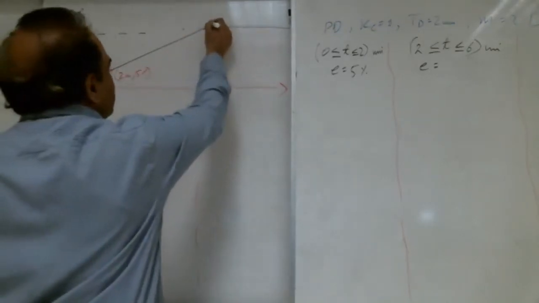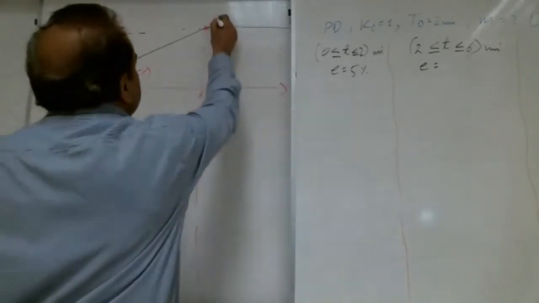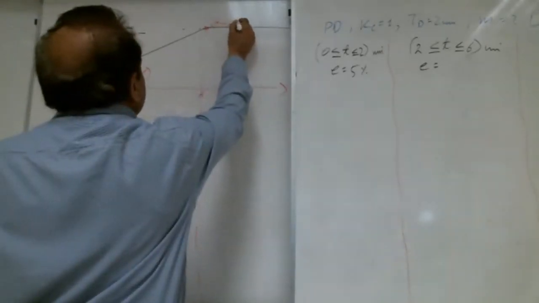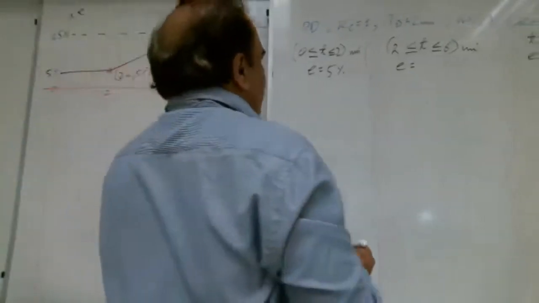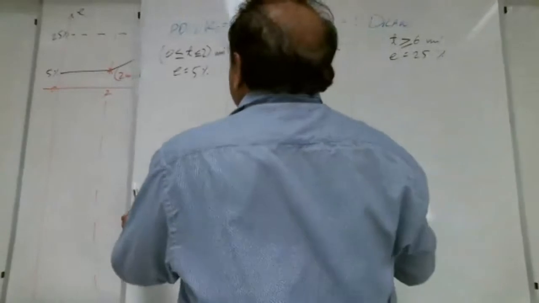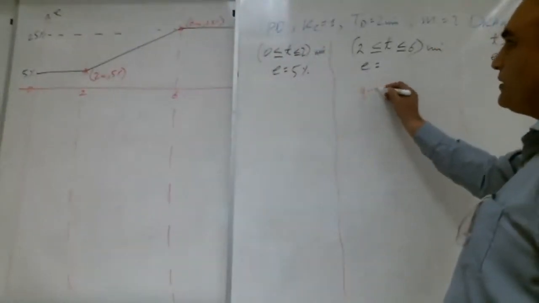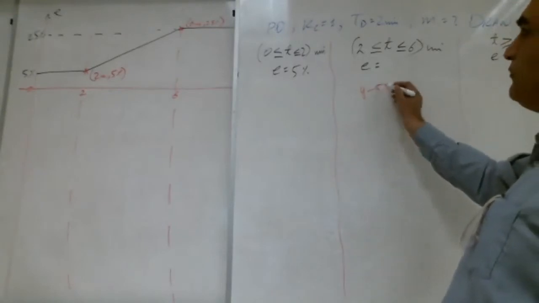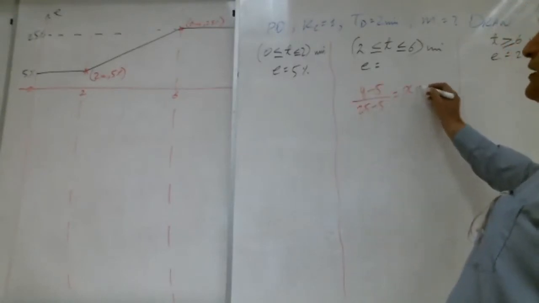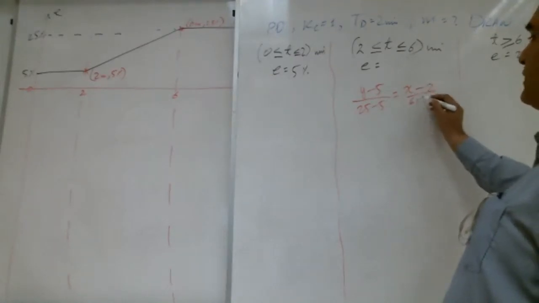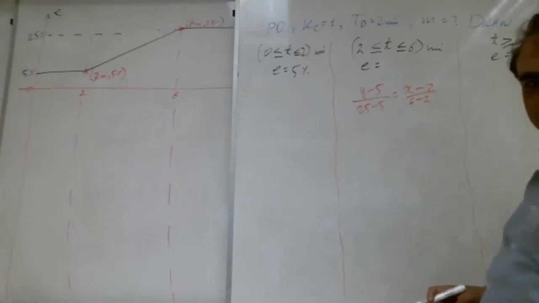What is this point? 6 minutes and 25%. Very good, Shabab. Okay. So now how are we going to find the equation of the line? What will we do? Y minus y1 or y2 minus y1 is equal to x minus x1 over x2 minus x1. Right, Shabab?